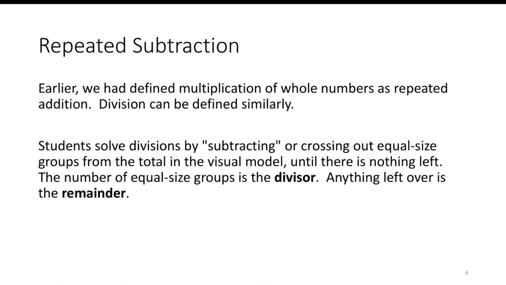Repeated subtraction. Earlier we had defined multiplication of whole numbers as repeated addition. Division can be defined as repeated subtraction. Students solve divisions by subtracting or crossing out equal-sized groups from the total in the visual model until there is nothing left. So, for example, if I want to show 21 divided by 7, 21 minus 7 is 14. I subtract 7 again, I get 7. Subtract 7 again, I get 0. And so I can do 3 subtractions. 21 divided by 7 is 3.